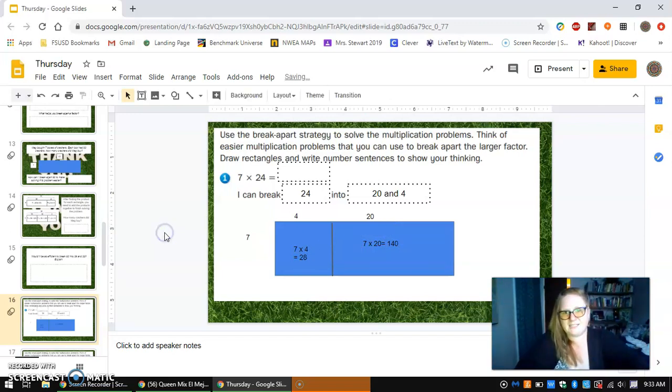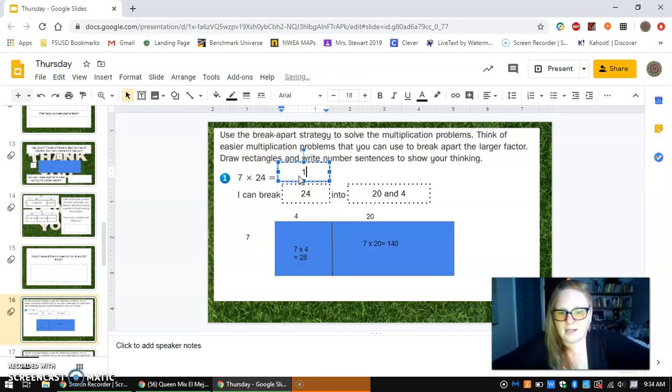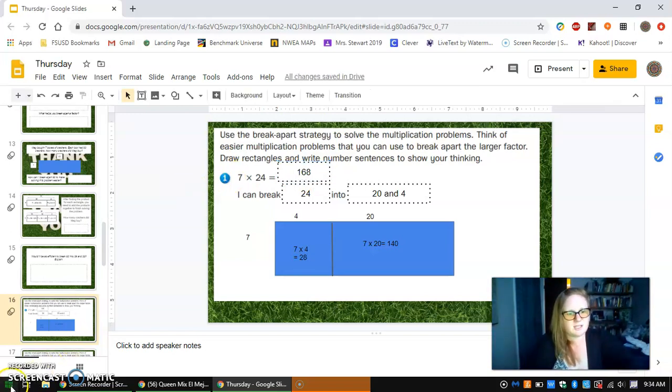So now what I need to do to solve this problem is do 140 plus 28. 140 plus 20 would be 160. 160 plus 8 would be 168. Now, I'm also going to check my work just to make sure that I did this correctly.